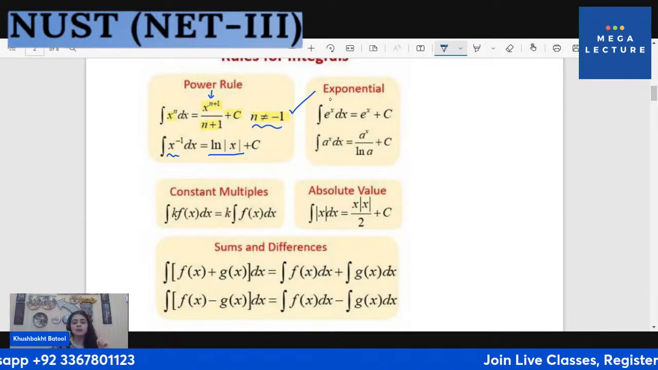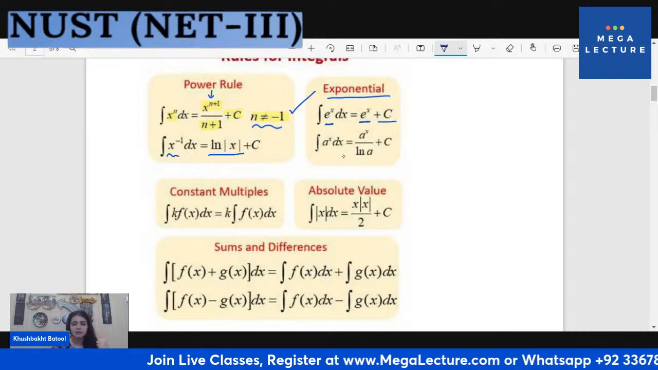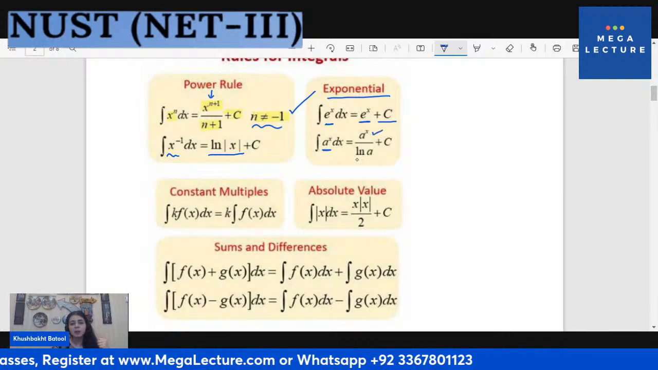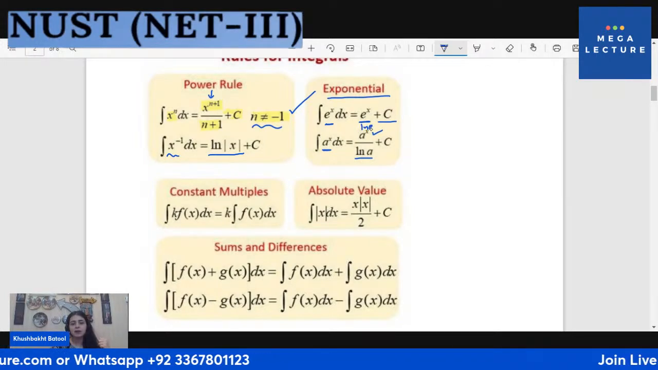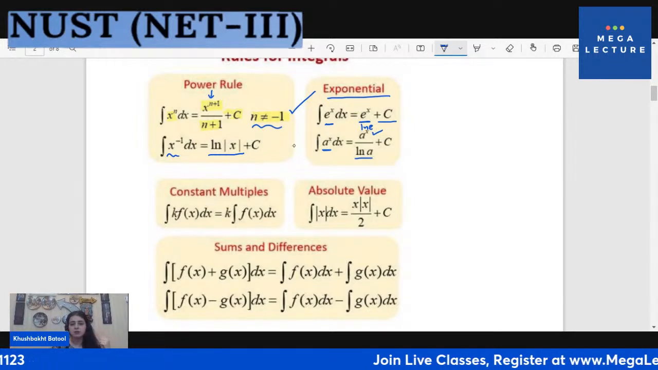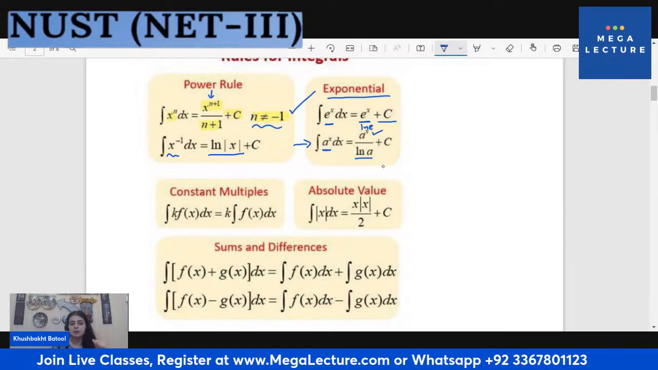Then for exponentials, if you have e to the power x, it comes as it is, plus c. That is simple. Then if you have a to the power x, it comes as it is divided by ln of a. Even here we divided by ln of e, but we know ln of e gives 1. That is why it did not make any difference. This is important because some students are not familiar with these. a to the power x would give you a to the power x divided by ln a plus c.